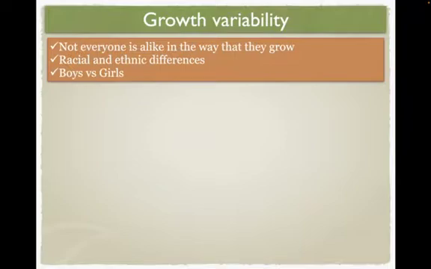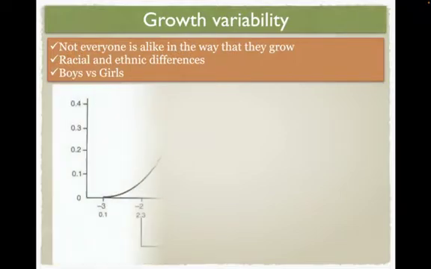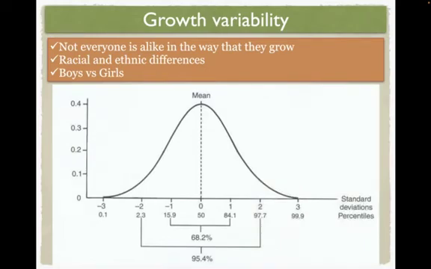We have a terminology called growth variability, which means that not everybody is alike when it comes to growing, and that we need to address and know about the racial and ethnic differences when it comes to growth and the differences between boys and girls. How to understand that? So first, this is a very well-known curve. It's called the normal distribution curve or the bell curve. When we're doing growth, we say, for example, let's say that growth spurt will happen at the age of 12. So what does that mean from a statistical point of view?